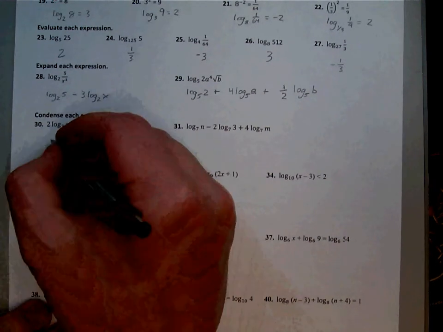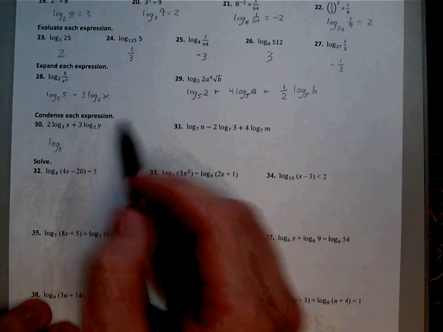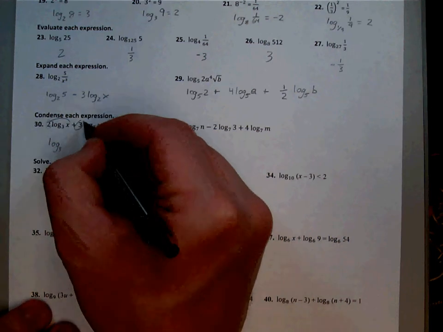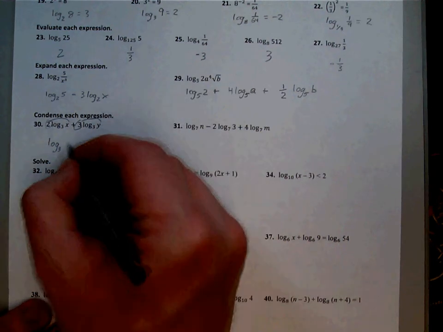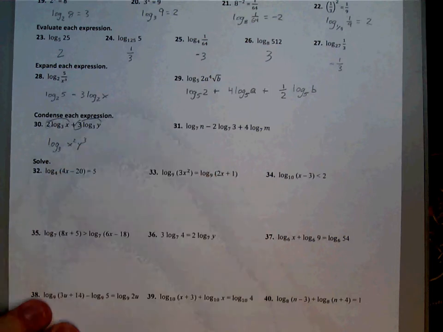Number 30, we condense. It's going to be a single log base 3. It's no fraction. The 2 is going to become an exponent on the x. The 3 is going to become an exponent on the y. So it's going to be x squared times y to the 3rd.